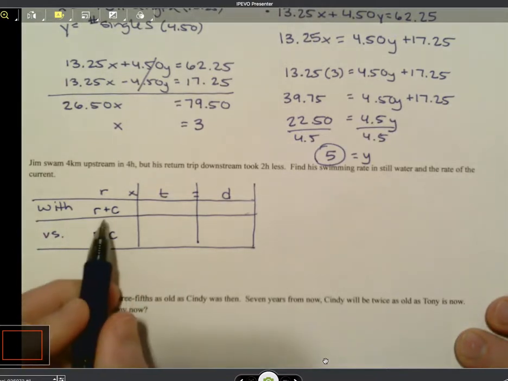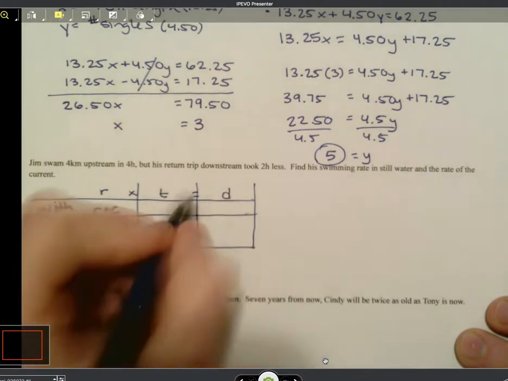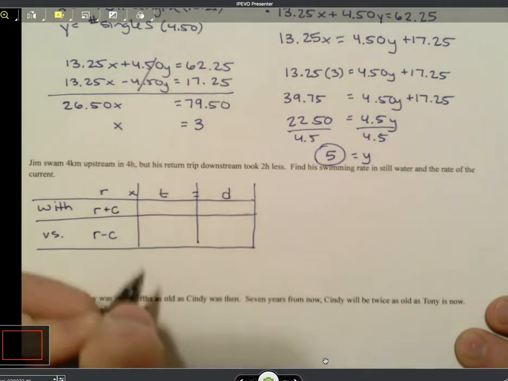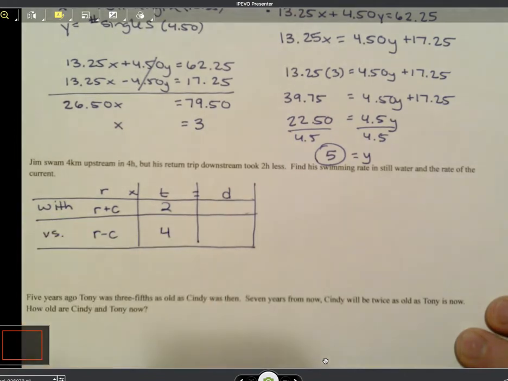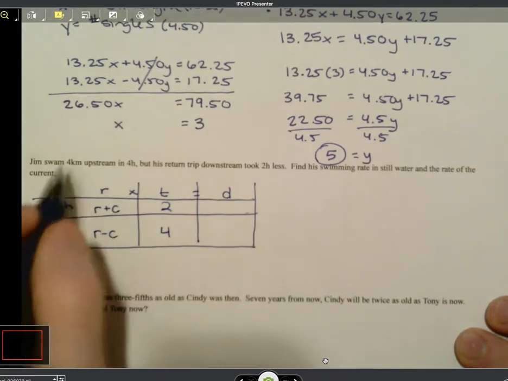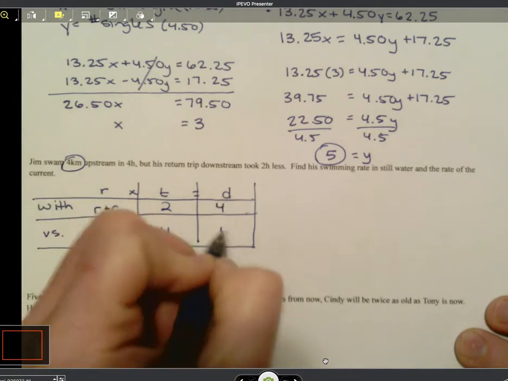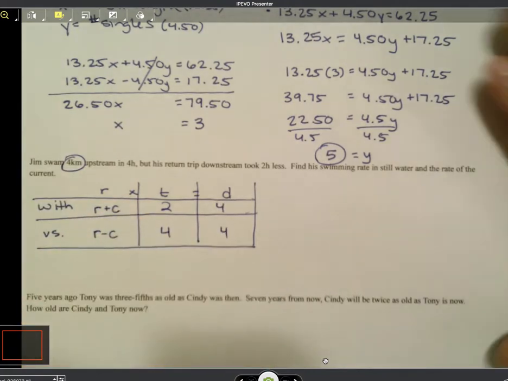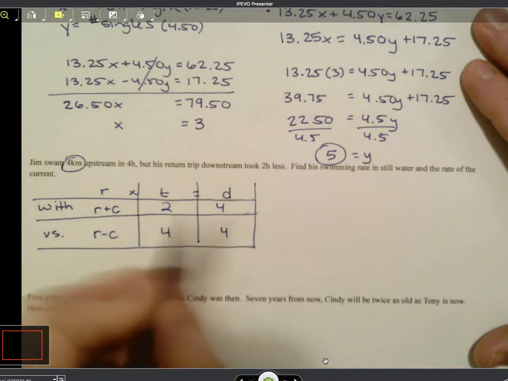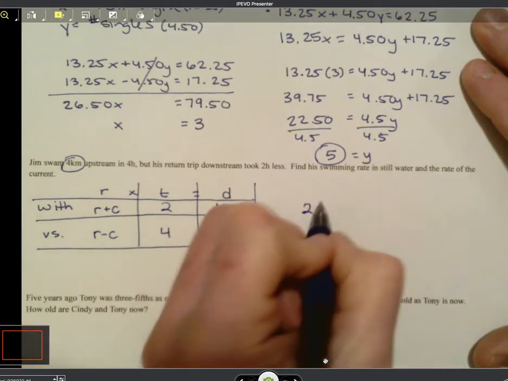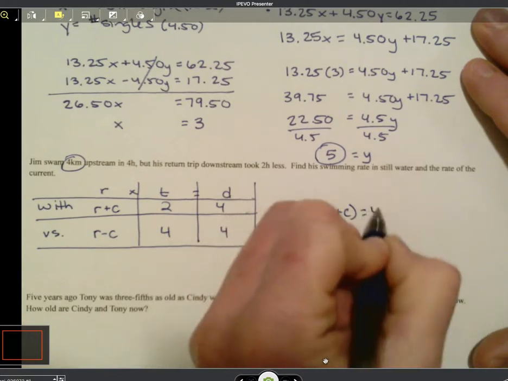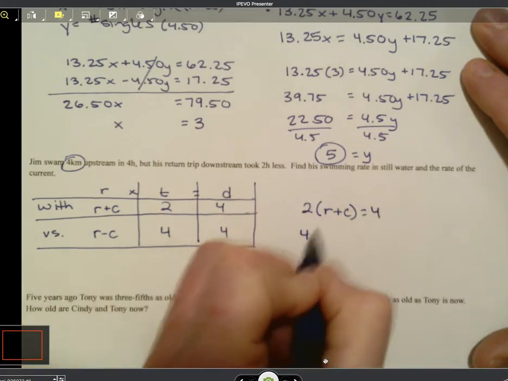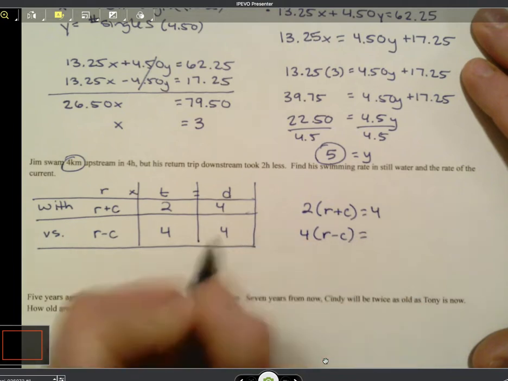Time. With the current, so going downstream, it took 2 hours less than 4. So that's 2. And against the current took 4. And we went 4 kilometers. Right? There's our distance. So I know rate times time is distance, which is 4. So I have time times r plus c is equal to 4. This is 4 times r minus c is equal to 4.